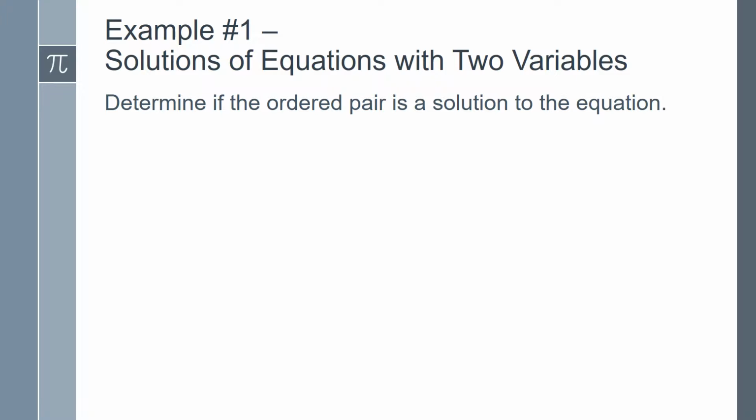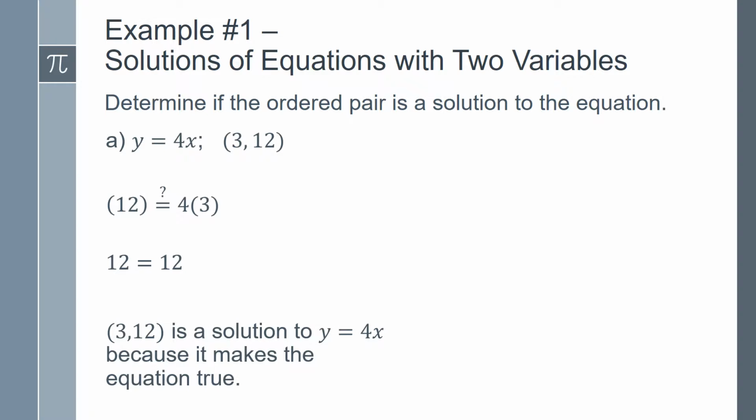For example number 1, we will need to determine if the ordered pair is a solution to the equation. For part A, we will look at y equals 4x, and the ordered pair that we will be testing is (3, 12). The first thing that we need to do is substitute 3 in for x and 12 in for y. Notice the question mark above the equal sign because we're not sure if it's true yet. We know that 4 times 3 is 12, so 12 does equal 12. (3, 12) is a solution to y equals 4x because it makes the equation true.